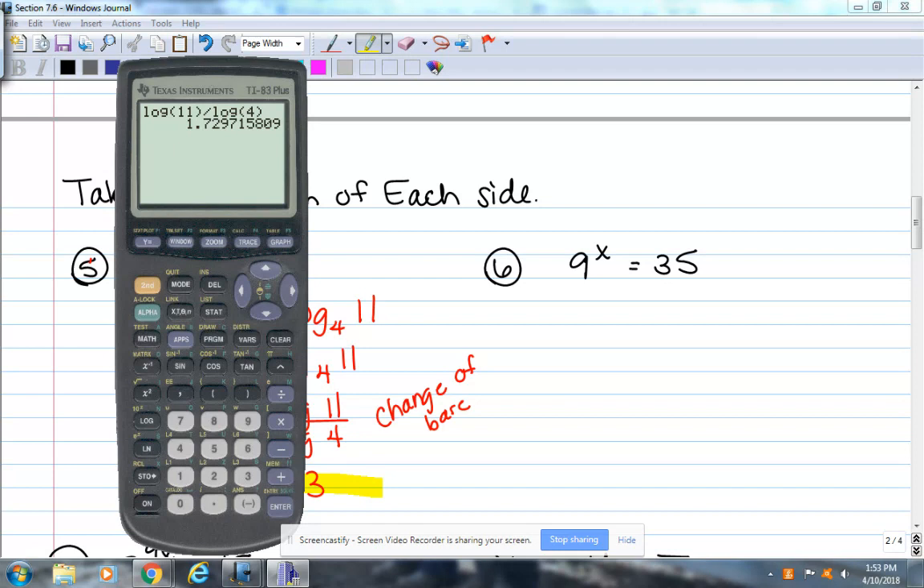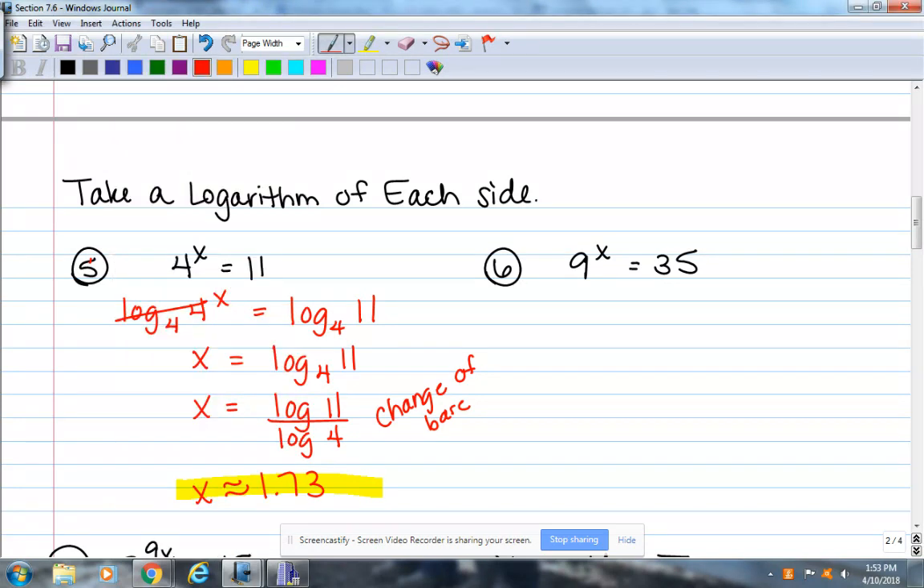All right, let's do this one. Same thing. 9 to the x power equals 35. So to solve for the exponent, I need to take a logarithm. What base am I going to use? 9, because I have to cancel out the 9. So log base 9 of 9 to the x equals log base 9 of 35. So that cancels and leaves me with x equals log base 9 of 35. So I need to do the change of base formula. What does change of base tell me to do?